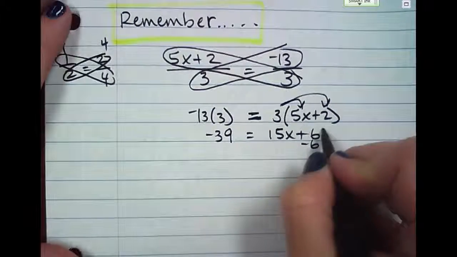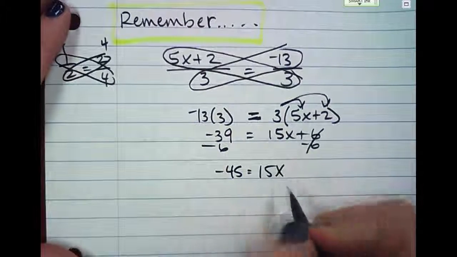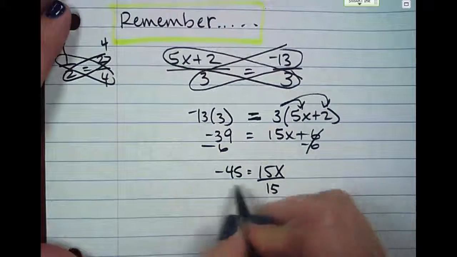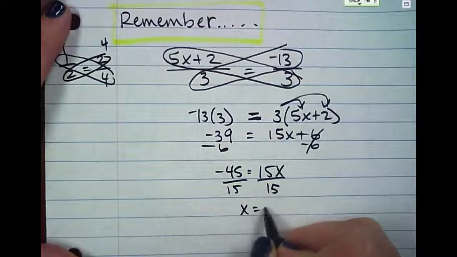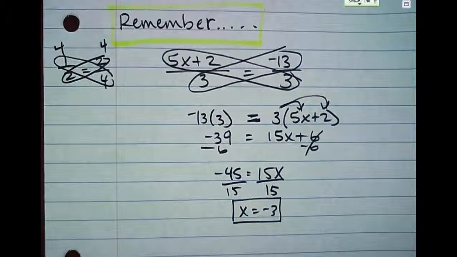Move your 6 over. Divide by 15. And x is negative 3.